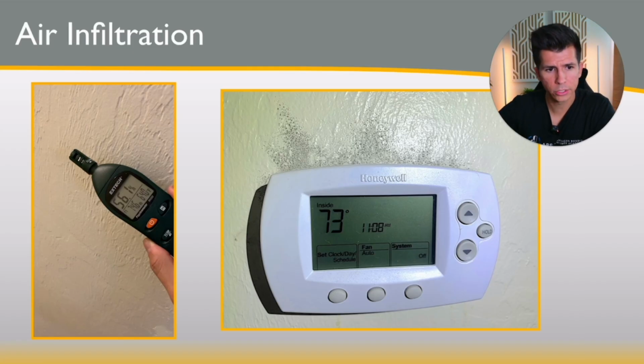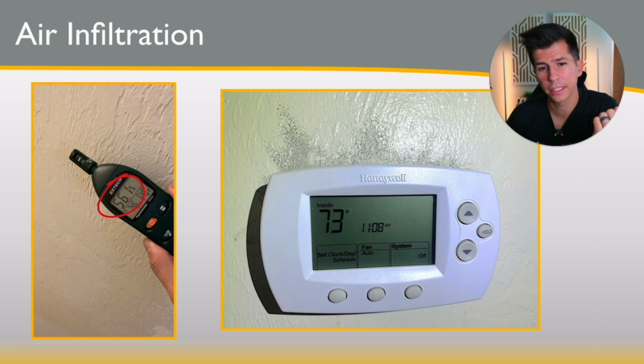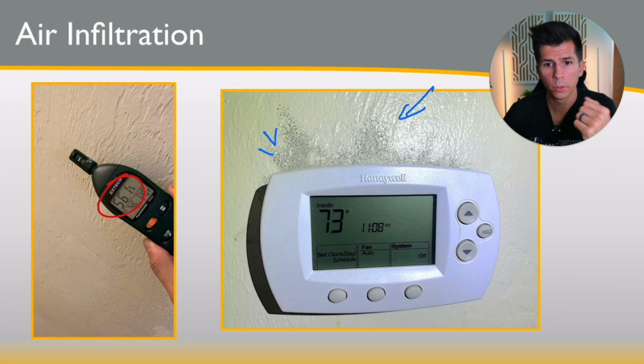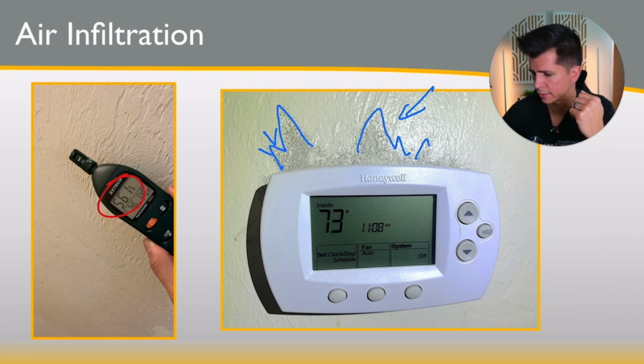Here's an interesting video I wanted to add here. Look at this humidity, right? So we got about 56% humidity in this house. Look what's happening behind this thermostat right here, right? Mold growth. Mold is growing in such an interesting pattern. You see how it's kind of growing in these spikes?